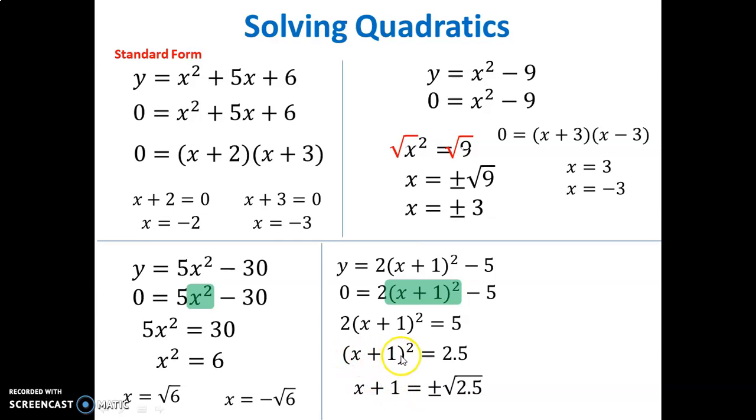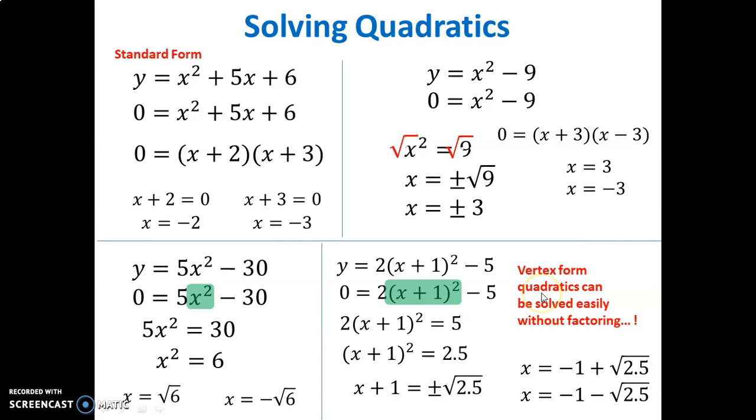So take a square root here, x plus 1. Take a square root here, we have plus or minus root of 2.5. And finally, you can move the 1 over to that side. So x is just equal to -1 plus that, -1 minus that. Okay, take a close look at that. Pause if you need to. Make sure you understand what happened here, because this is the heart of what we are looking at today.